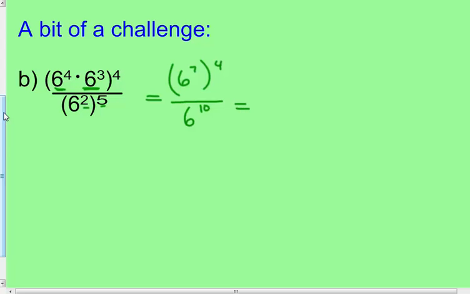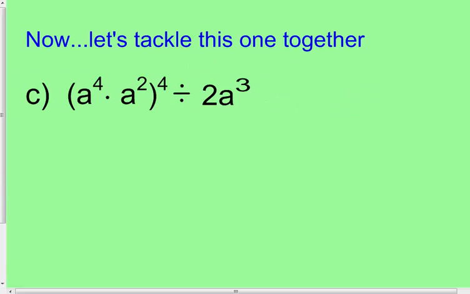Now I'm going to do the power of the power in the numerator. Keep the base, 7 times 4 would be 28. And last, I'm going to do a quotient of powers. Okay, well that's keep the base, subtract those exponents. So I would get 6 to the 18th. So this expression simplifies all to 6 to the 18th. That was a tough one.